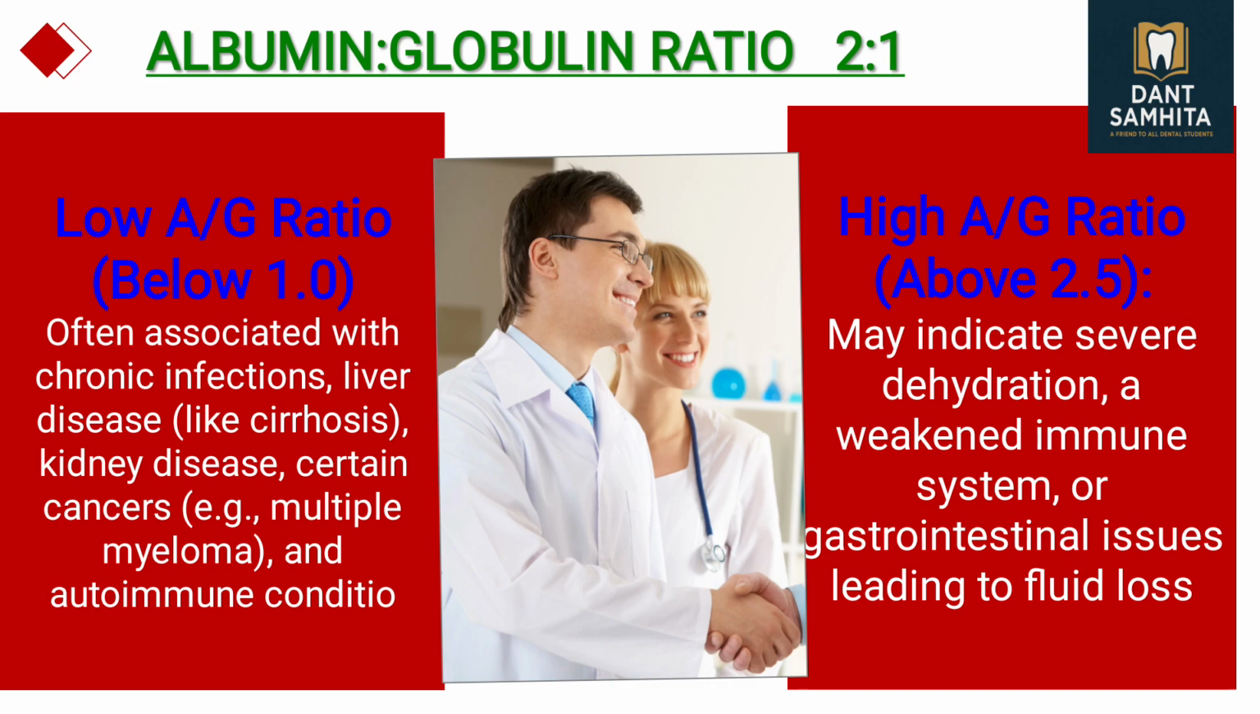When it goes below 2:1, that is 1, when albumin becomes equal to globulin, when you see that if somebody's blood gets tested and you see albumin is equal to globulin, then we can easily give a differential diagnosis of liver cirrhosis or certain chronic infections or a kidney disease or multiple myeloma like cancer and other autoimmune conditions. If it is high, that is from 2:1 it becomes 2.5, it may indicate severe dehydration, a weakened immune system, or a gastrointestinal issue leading to fluid loss.